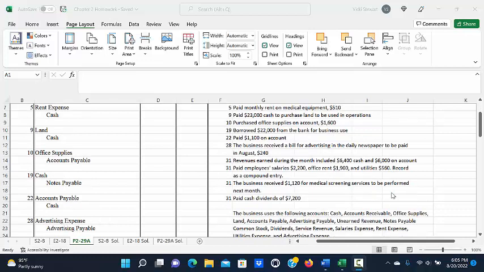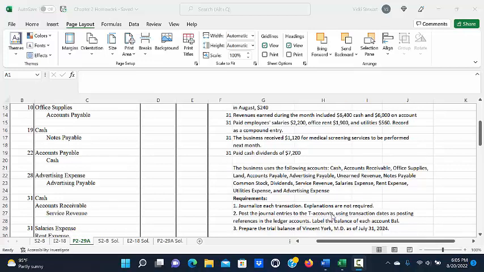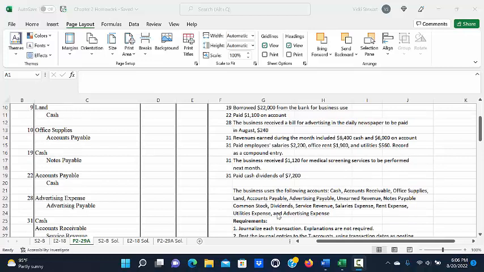practice for July. And the business uses the following accounts, and the problem gives us the accounts that the business uses, and the requirements state in Part 1 to journalize the cash transactions, but no explanations are required, then to post the journal entries to T accounts, and then to prepare a trial balance as of July 31st, 2024.